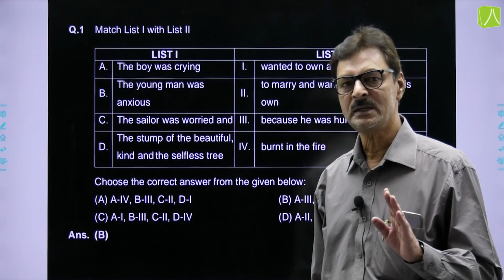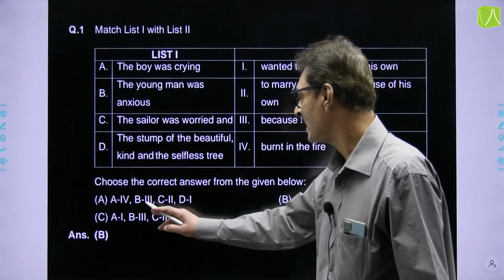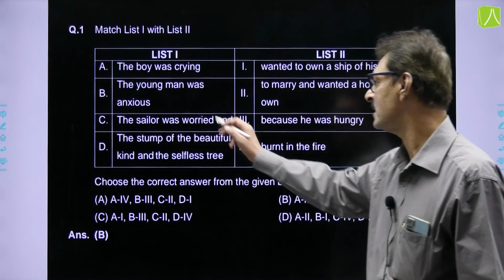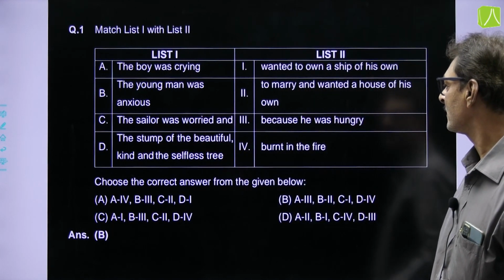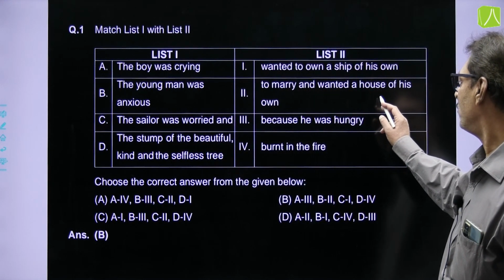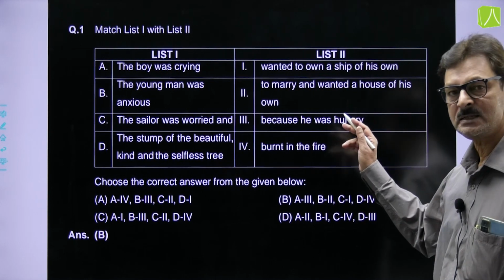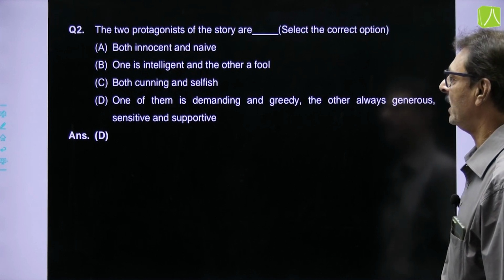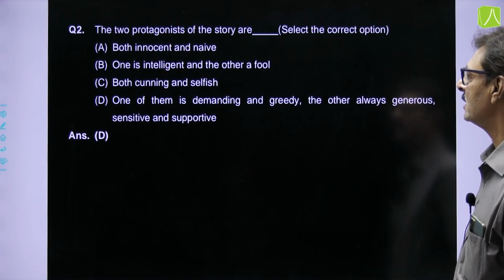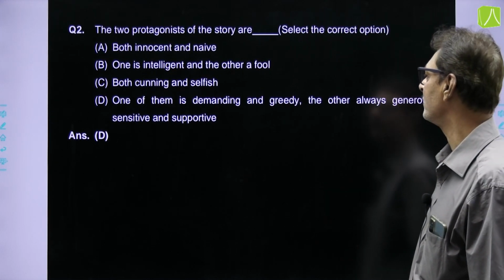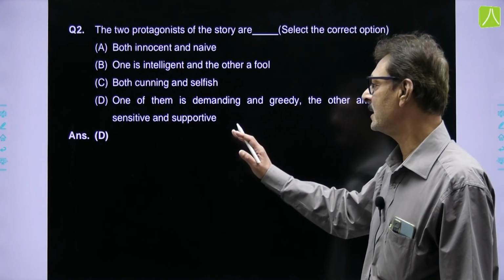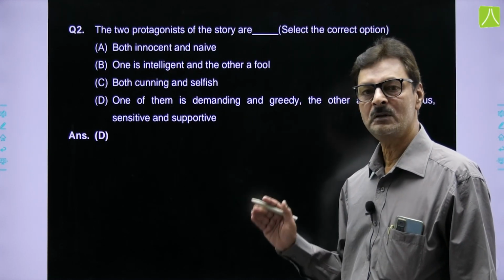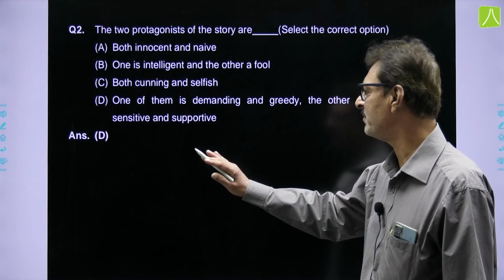The first passage was easy compared to the other two, and the correct answer for this one is: the young man was anxious to marry and wanted a house of his own. So, this is the correct option for first passage question 1. The second question, the 2 protagonists of the story are, you have to choose the correct option, and the correct answer, after reading the passage you come to know, was a straightforward answer.